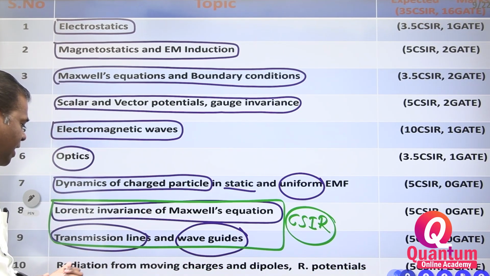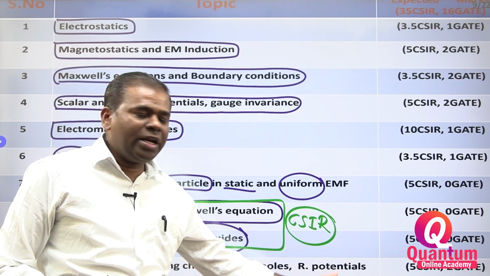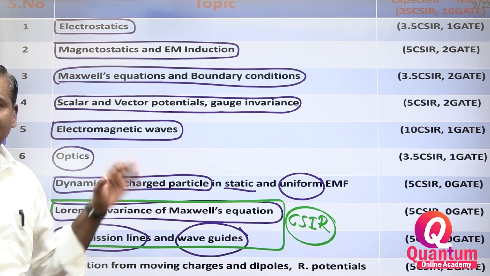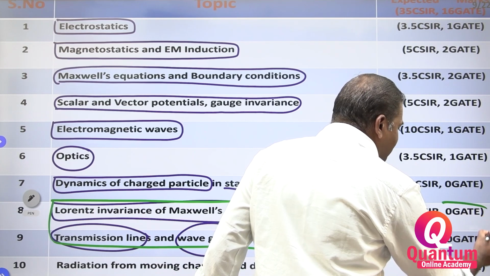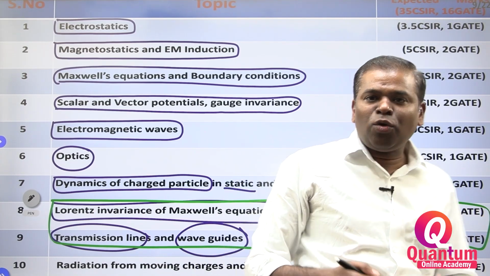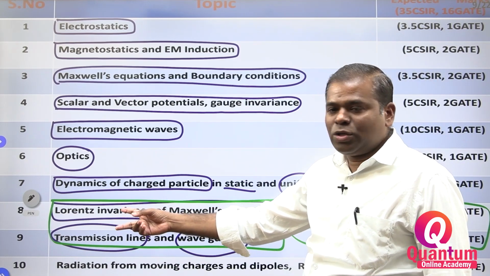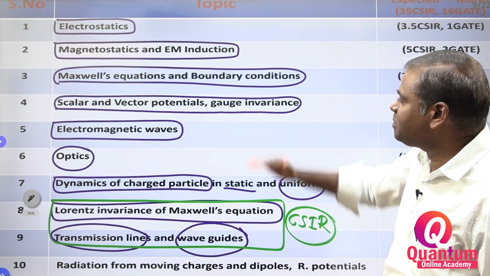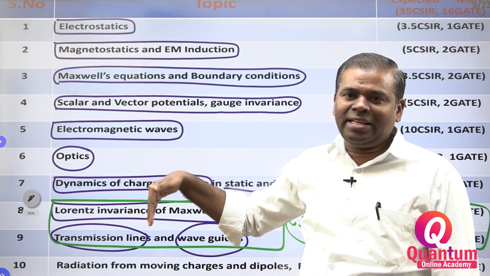Next, the last one: radiation from moving charges, dipoles, retarded potential, 5 marks for CSIR, 2 marks for GATE. Radiation is there in the GATE examination also. Once again, if you are preparing only for GATE, don't prepare these 2 parts: Lorentz invariance of the Maxwell equations, and transmission lines and waveguides. Based on these 10 areas, you have to segregate like this.